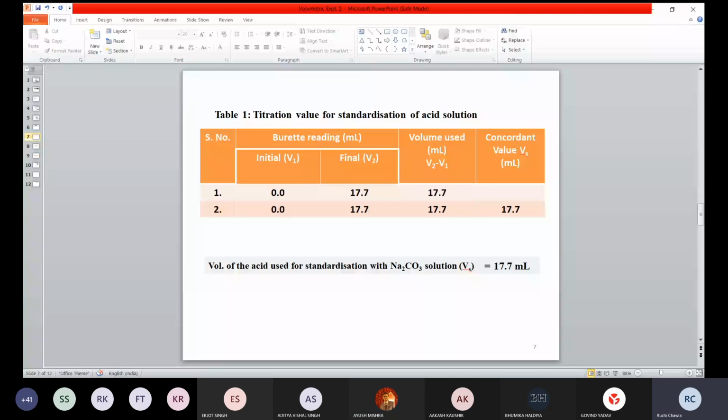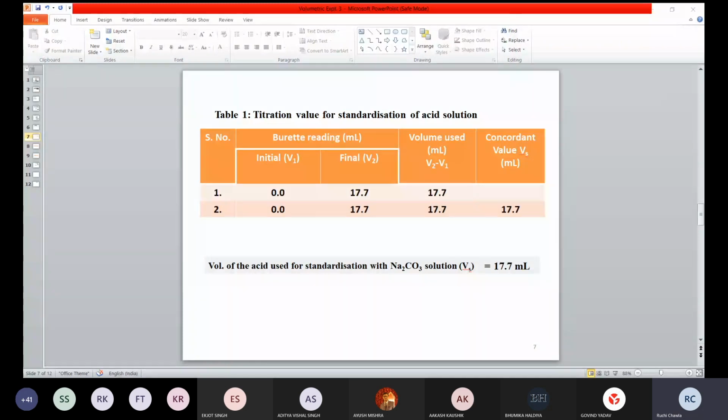Yes, ma'am. Means the first time you perform the experiment, you do it really quickly. Means you are adding the acid from the burette and you are rotating, shaking the contents simultaneously, and you are seeing whether the color is changing or not. And as soon as the color changes, you stop. That will just give you an idea where the end point is lying. And after that, you become very precise when you reach near to that end point.